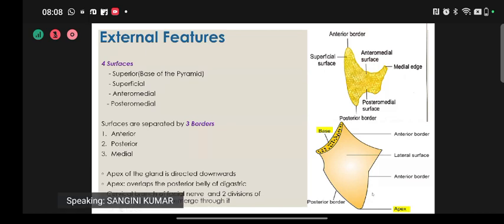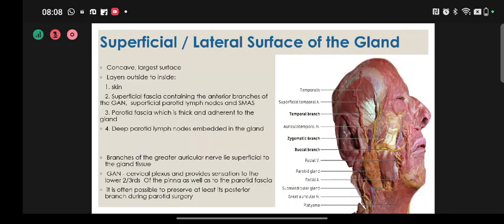The apex of the gland is directed downwards. It overlaps the posterior belly of digastric. And the importance is that the cervical branch of facial nerve and divisions of the retromandibular vein emerge through this. Now describing each surface in detail, the superficial or the lateral surface is a concave surface.